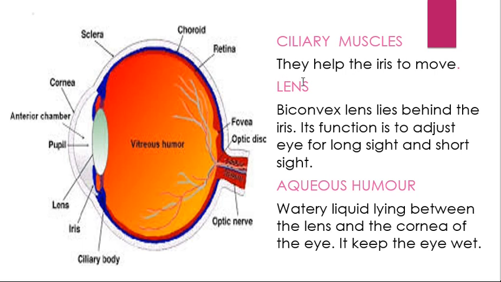Okay, another part is lens. A biconvex lens lies behind the iris. Its function is to adjust eye for long sight and short sight. This form of lens is actually known as convex lens. Okay. For short sight, the lens changes its shape to focus exact and clear image of the stimulus on the retina. In this case, the lens becomes thin in the middle and thick at the corners.